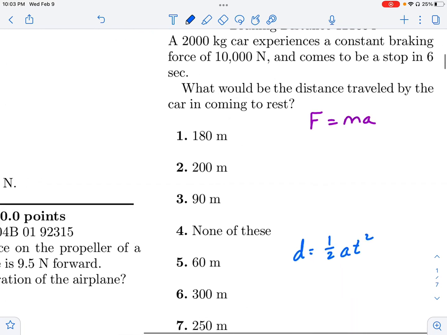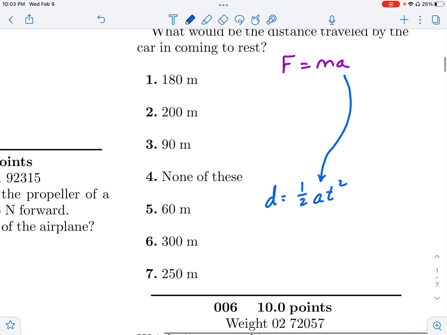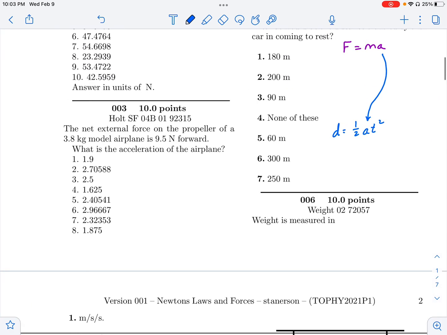Number 5, very similarly, we're going to use those two equations again, knowing that we want to solve for ultimately the distance traveled. But they're giving enough information so that we can, in this case, solve for acceleration first and then plug that acceleration back into this equation to solve for the distance traveled. Okay, so those are those types of things.